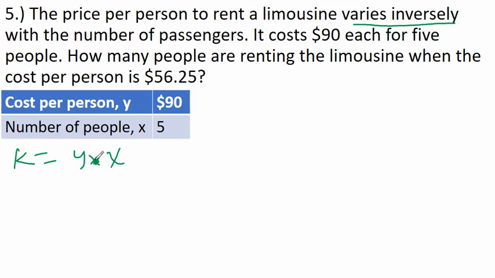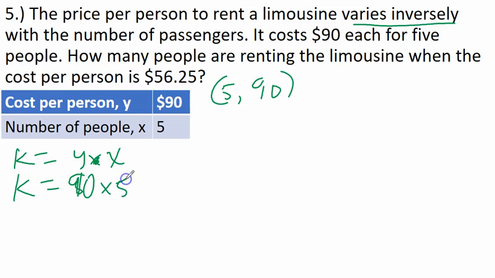Okay, so what do we have here? We have these y and x. So you can write this as an ordered pair too. So when x is 5, y is 90. And so that's the only one we have. So our constant is going to be 9 times 5. Whether you say x times y or y times x, you get the same thing anyway because multiplication is commutative. And this is going to be 450. So our k is 450.